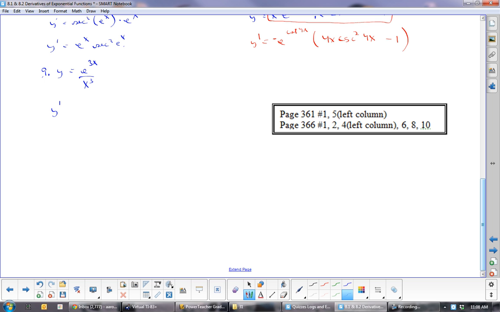So we'll do y prime equals, so what's low, right, d high, which would be e to the 3x times 3, right? So low d high minus high, e to the 3x, d low would be 3x squared, all over x to the 6.